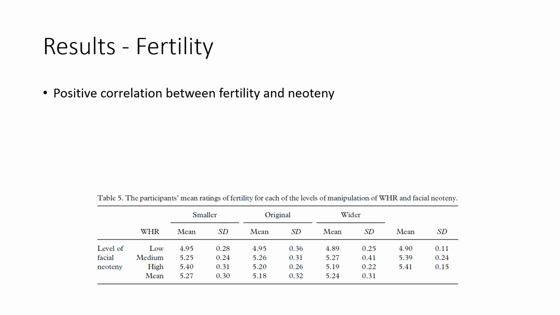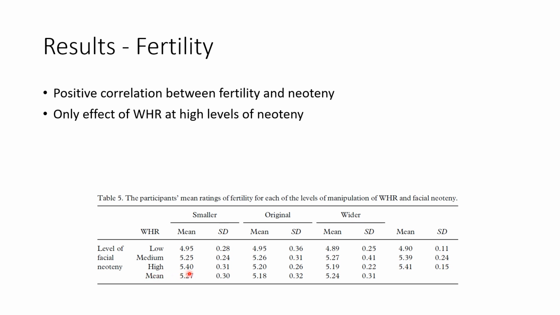So if we look at levels of neoteny here, so again we have the low, medium, and high neoteny, and we're looking at waist to hip ratio, small, original, and wider. We only find an effect of waist to hip ratio at the high levels of neoteny. So that would be here. So we take a look at high level of neoteny.